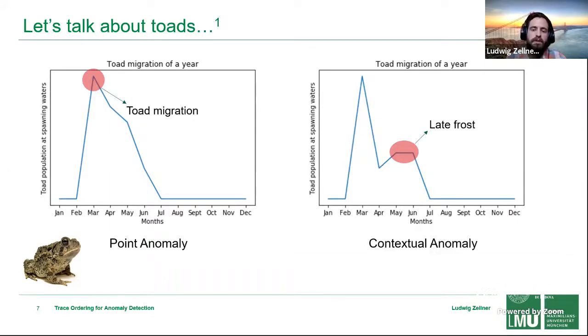So we try to explain it, and we learn that this fast decrease in April and a small increase in May and June could correspond to late frost, which means that some toads are somewhat late to get to their spawning waters. And this can be seen as a contextual anomaly, since the first peak occurs in the context of expected toad migration, but the second smaller peak is new to us.